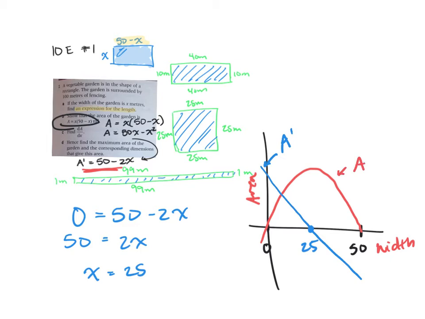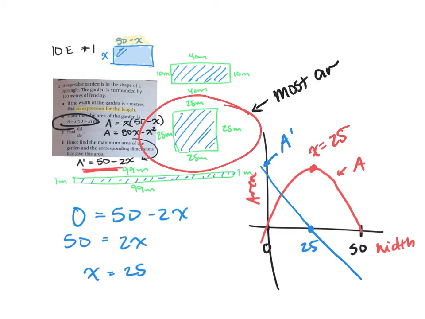Cool. That means that the maximum is right here at x equals 25, and that means that this square is actually my best garden. This is going to be the most area for 100 meters of fence. Let me know what questions you've got.